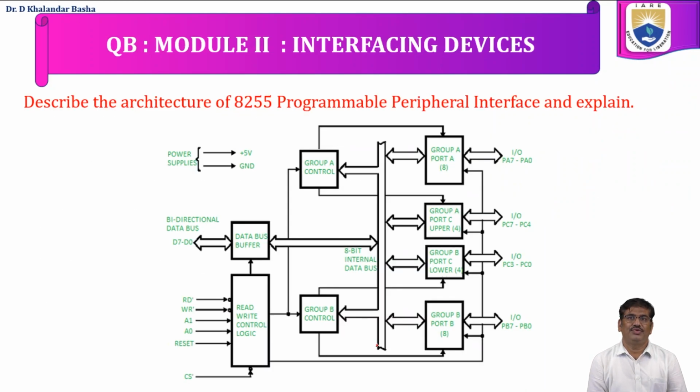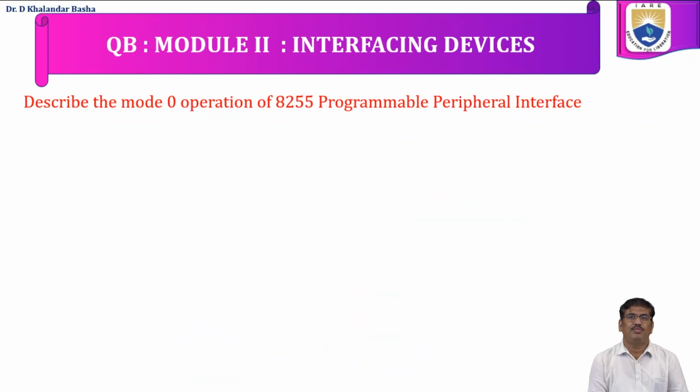Next, describe the 8255 programmable peripheral interface. In the 8255, we have group A ports and group B ports, that is port A and port B, and port C, which is divided into two 4-bit ports. This is the internal bus, and this is the data bus buffer, which is used for interfacing the 8086 data bus with the internal data bus. Here we have the read-write control logic and group A control, and some additional control signals.